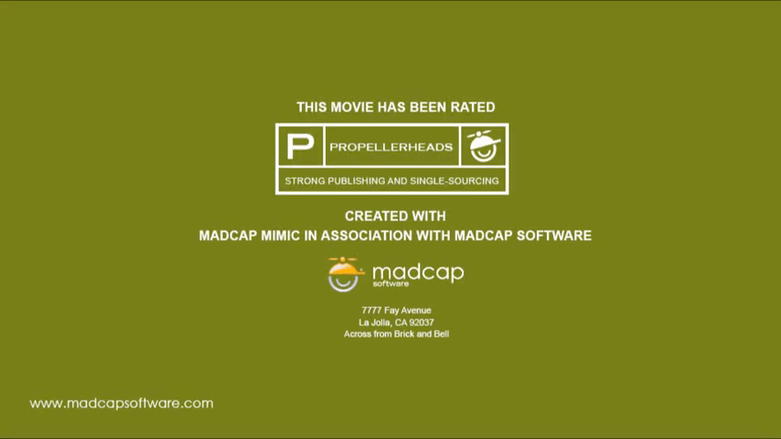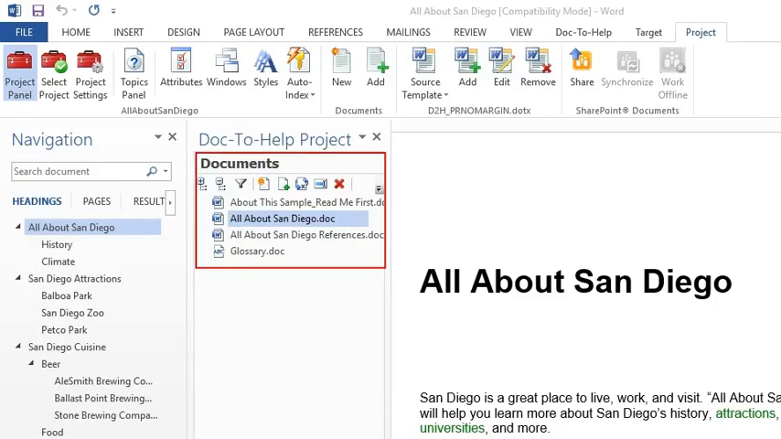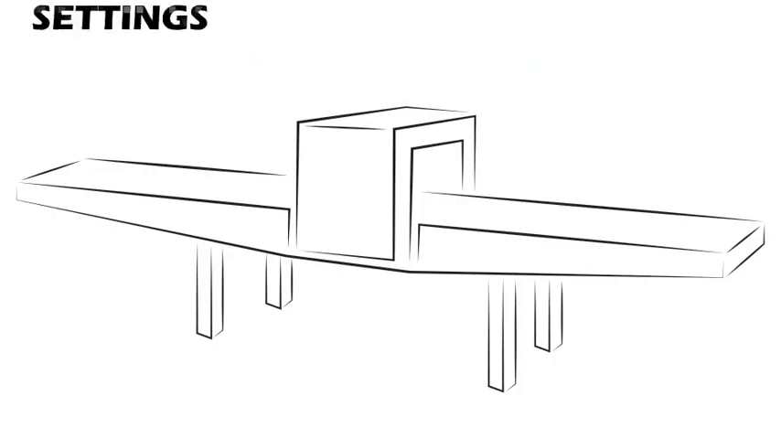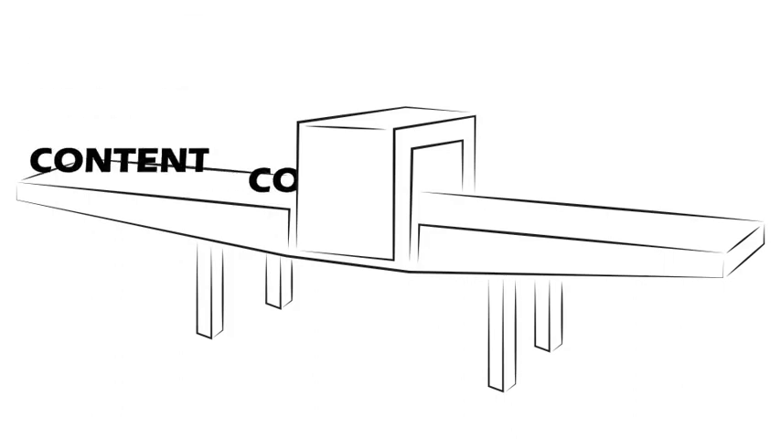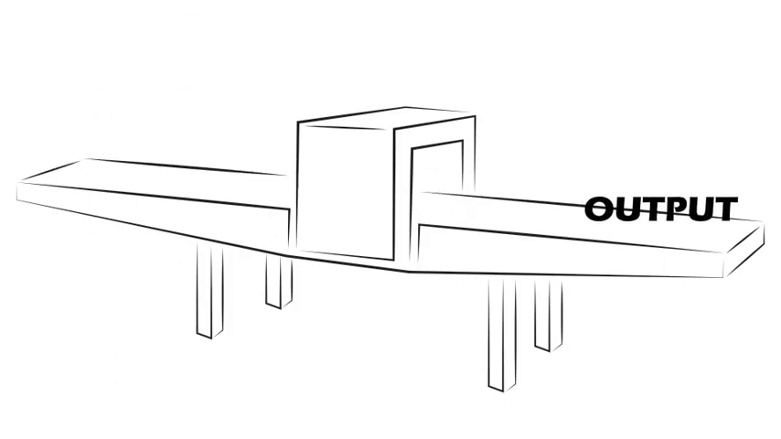Thank you. You can add as many Word source documents to a Doc2Help project as you want. Then, later, when you build a target, Doc2Help will take the source documents and your various project settings, put them together, and process your output.